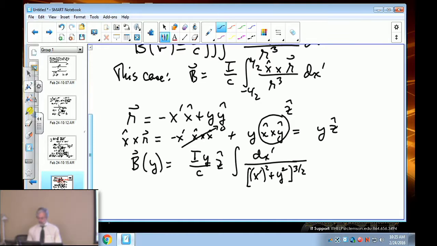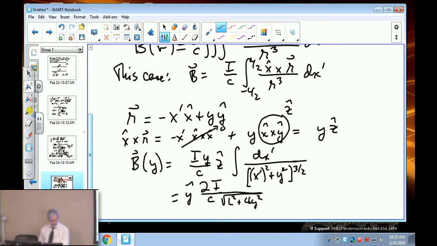Okay, and so this gives, in the general case, 2I over C, and then we have in the denominator here the square root of L squared plus 4y squared after applying the limits. Oh, there's a y here. Here we go.